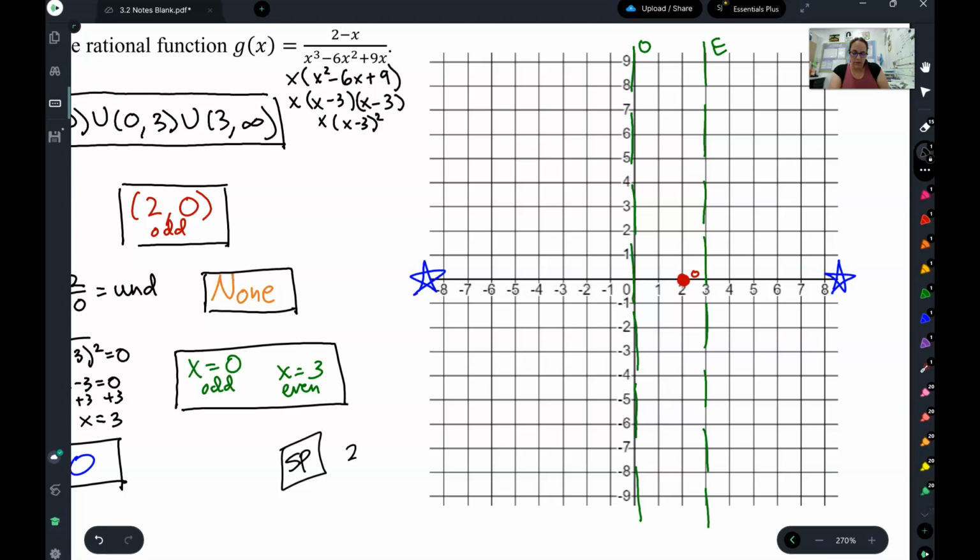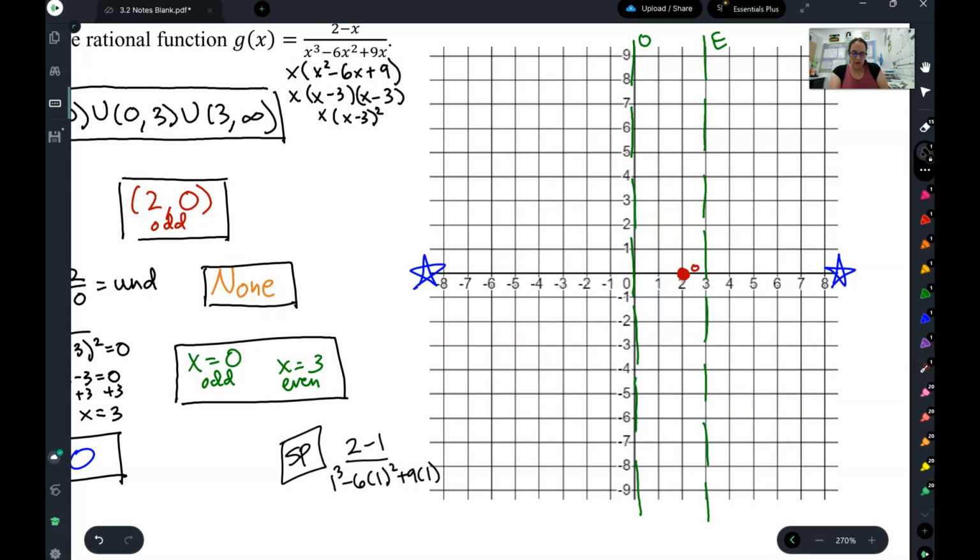So we're going to plug 1 into our equation. 2 minus 1 over 1 cubed minus 6 times 1 squared plus 9 times 1. By the way, you could plug 1 into the original or the factored. You should end up with the same answer either way. 2 minus 1 is 1. 1 minus 6 plus 9 is 4. So I plugged in a 1, and I got a 1/4 out. So I'm going to graph (1, 1/4). Whoa, hello, that's a negative 1/4. Let's put this in the right place. (1, 1/4). There we go.